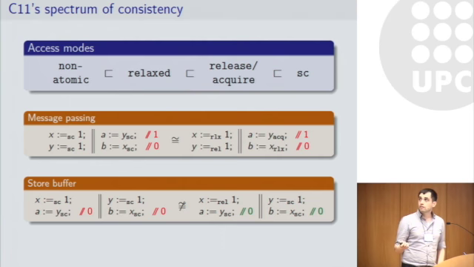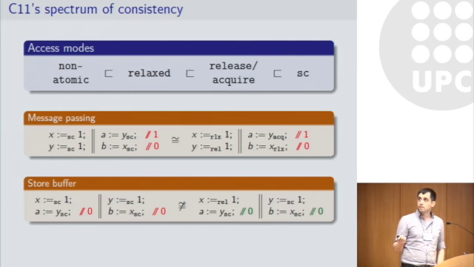These are two examples to demonstrate this. This is a very common idiom in concurrent programming, message passing. You have two threads: this thread sets X to 1 and then Y to 1. The other thread reads Y and then reads X. I assume the initial value is zero for all locations. And you see I use the SC annotation, so you can think about interleaving semantics if everything has SC annotation.